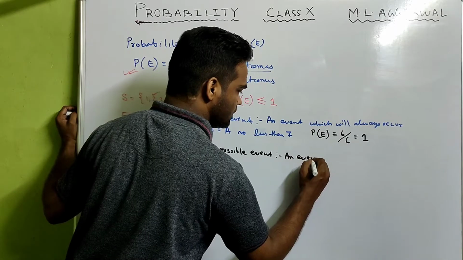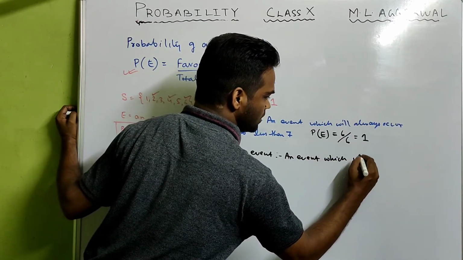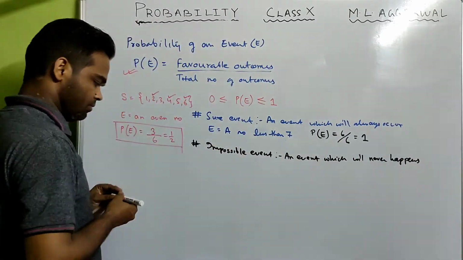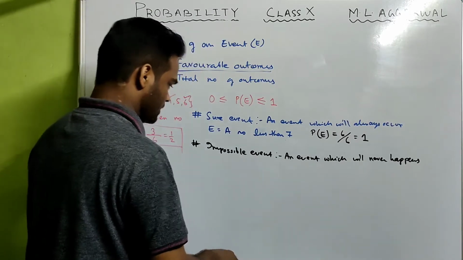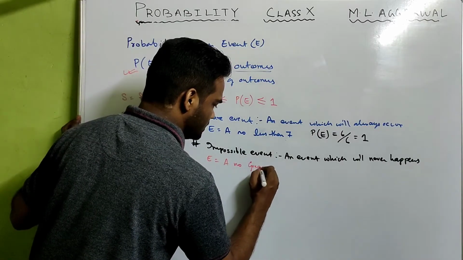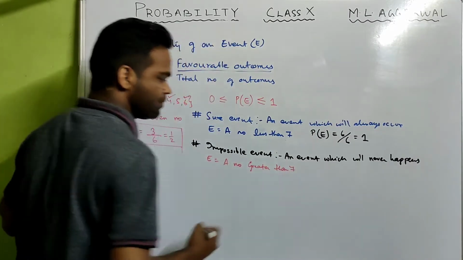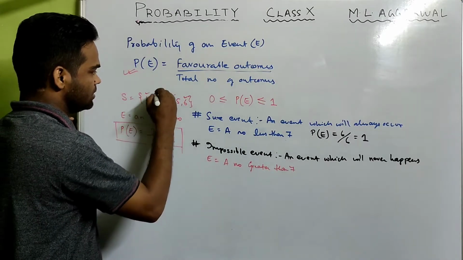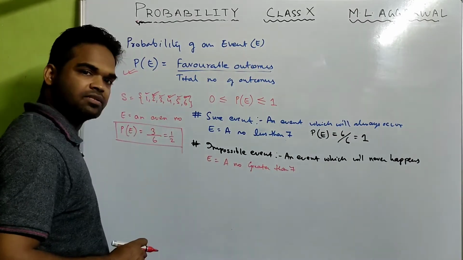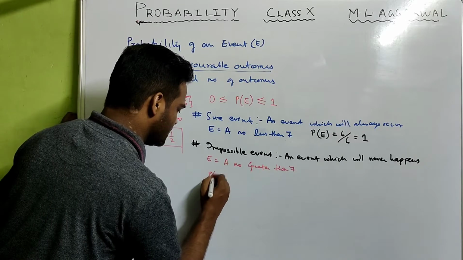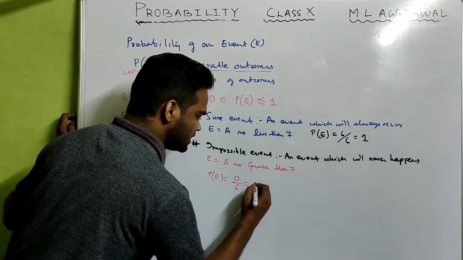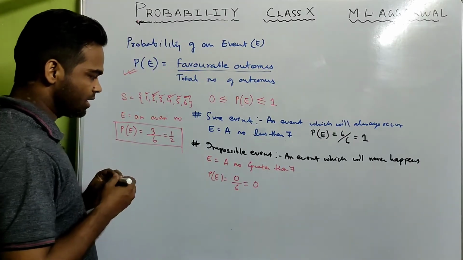Next, I'll tell you about an impossible event. An impossible event is an event which never happens. For example, when we throw a die, suppose the event is a number greater than 7. Now if you see, the number of favorable outcomes will be 0 because there is no number greater than 7, isn't it? So you can say the probability of an impossible event is number of favorable outcomes, which is 0, by total outcomes, which is 6. So 0. Am I clear?